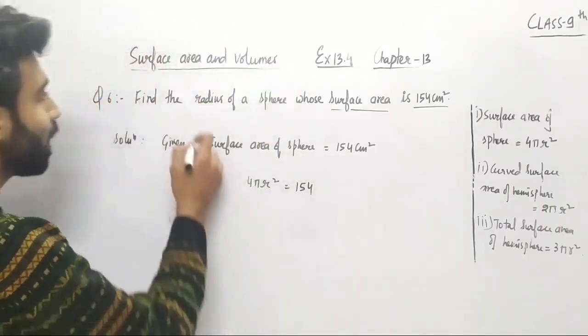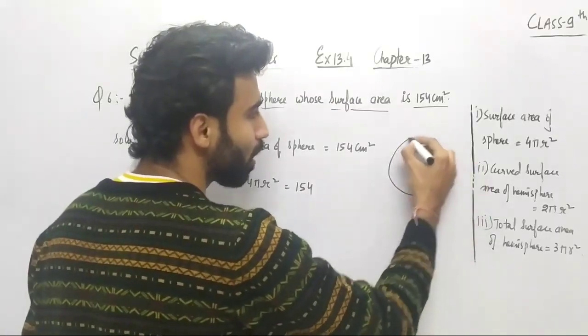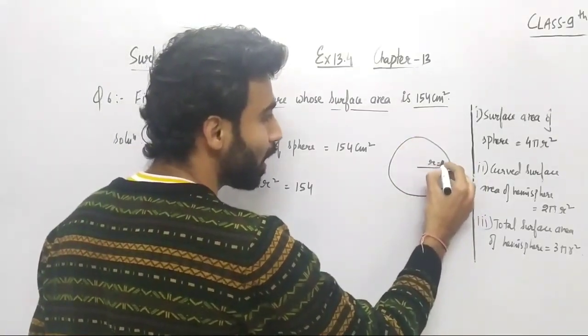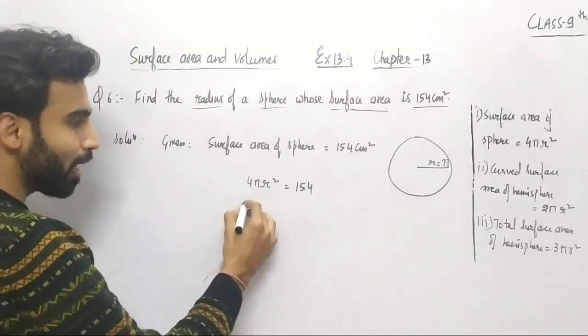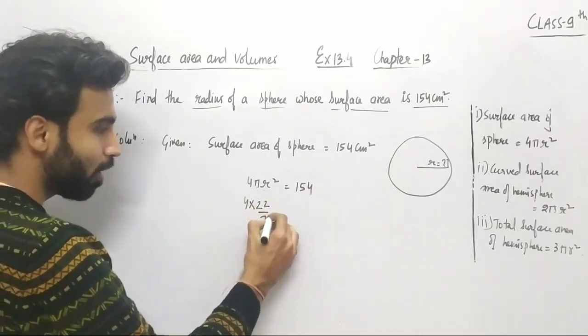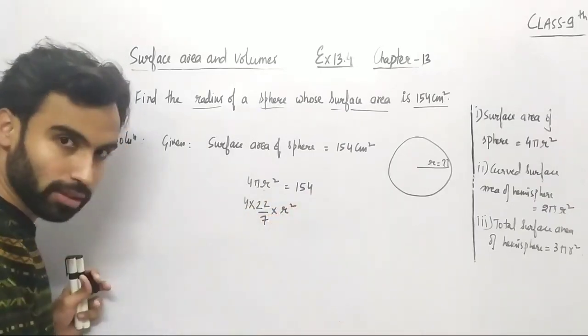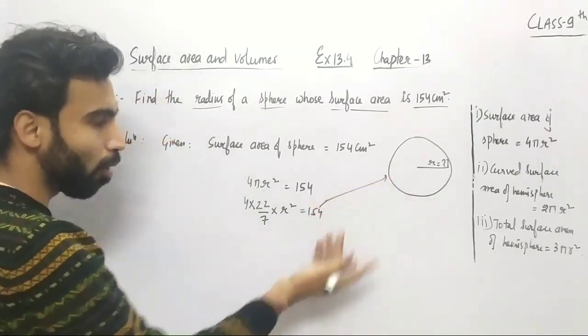सो हमें क्या करना है, यहाँ पे रेडियस फाइंड आउट करनी है इस स्फीयर की, राइट? सो इफ आई जस्ट रफली ड्रॉ अ स्फीयर लाइक दिस, सो हमें इसकी रेडियस फाइंड आउट करनी है, राइट? सो हाउ वी विल डू दिस, सिंपली यहाँ पे रेडियस निकालनी है, तो लीव इट एज इट इज. अब पाई की वैल्यू हमें पता है 22/7 into r square as it is, right? Equal to 154. The surface area of this is given already, right?